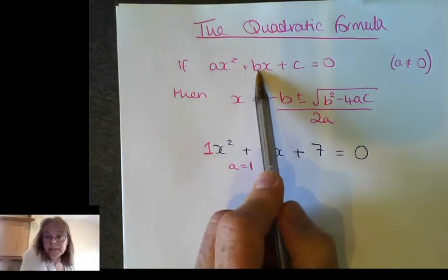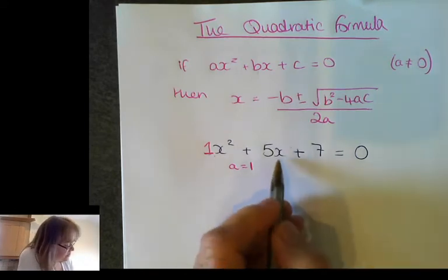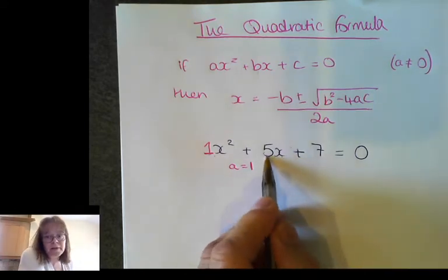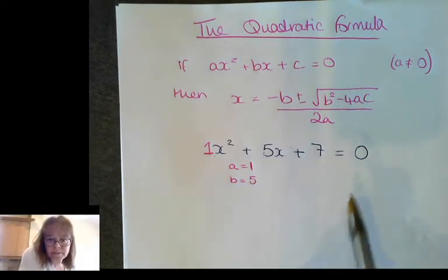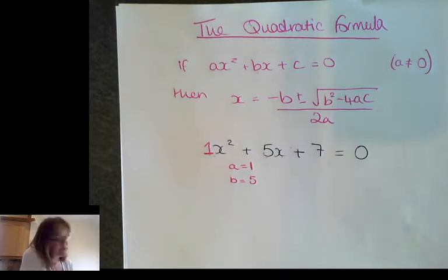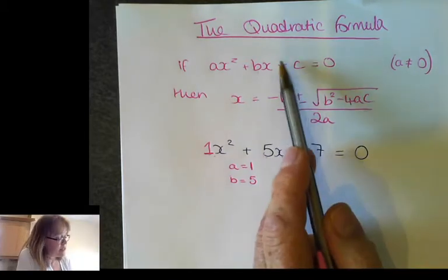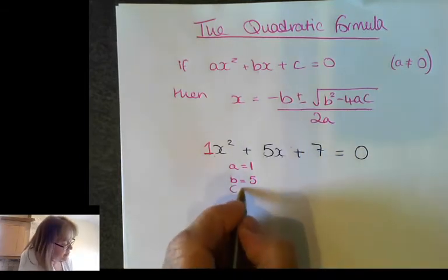Next up, b is the coefficient of x, the number I've multiplied x by. If I look in front of this x, I've multiplied it by 5, so I think that b is 5. I just need to be a little bit careful to make sure that it's positive 5, and there's a plus sign here, so that is positive, so I can write b as 5. And c is the number I'm adding on at the end, so in this case, c is 7.